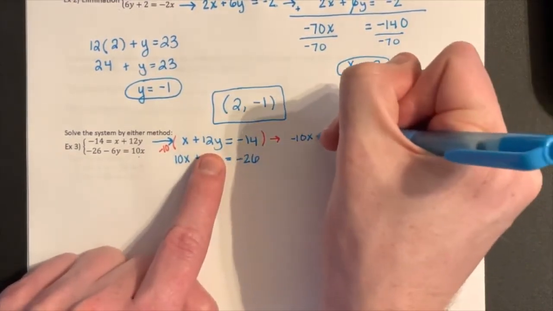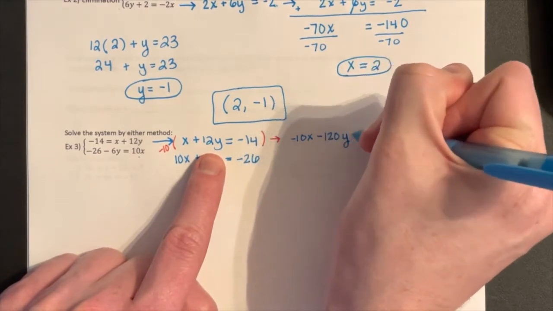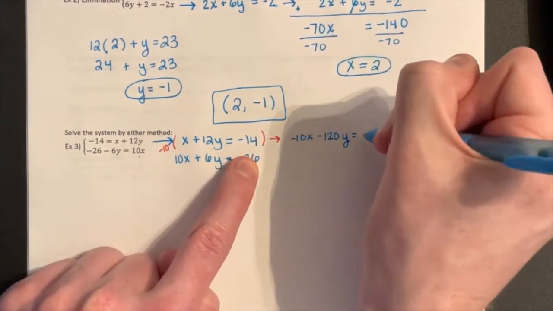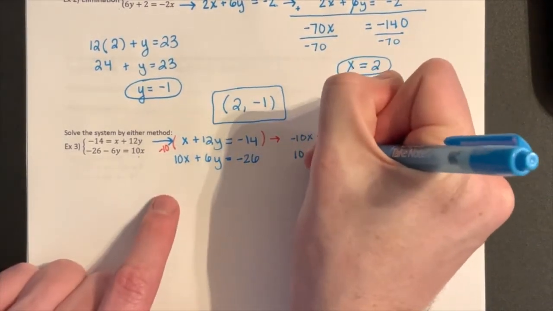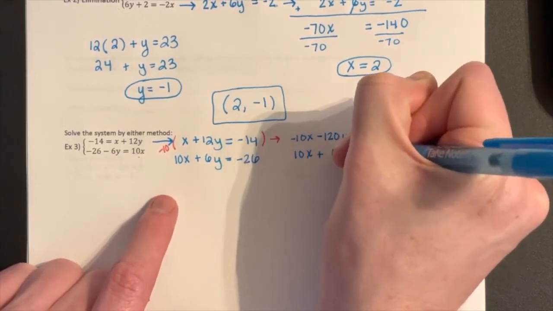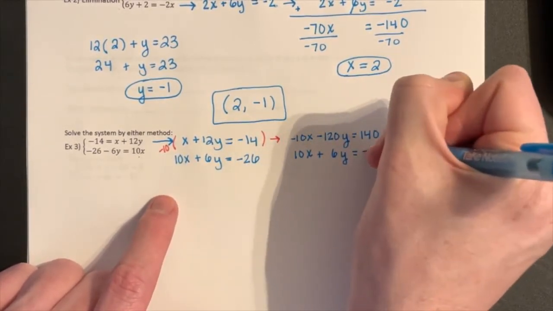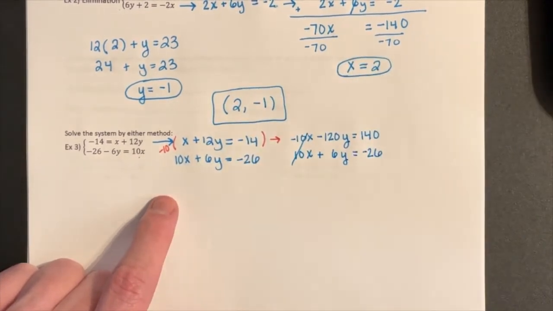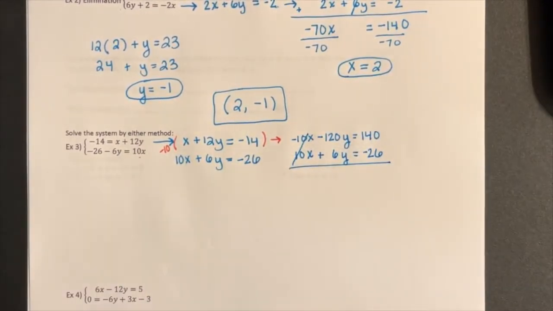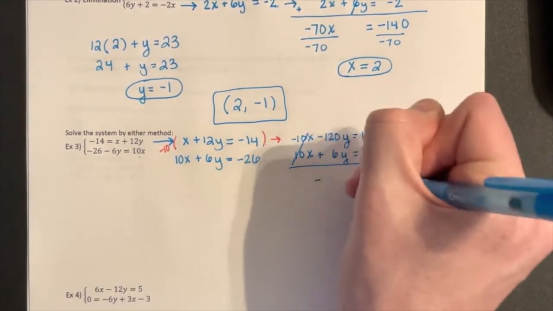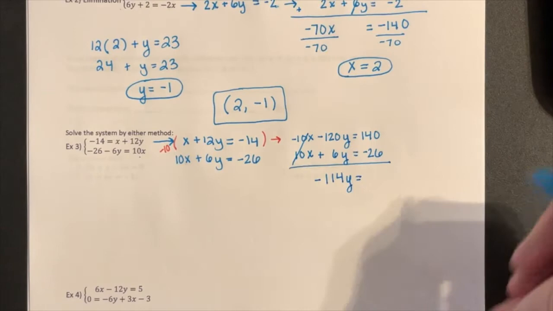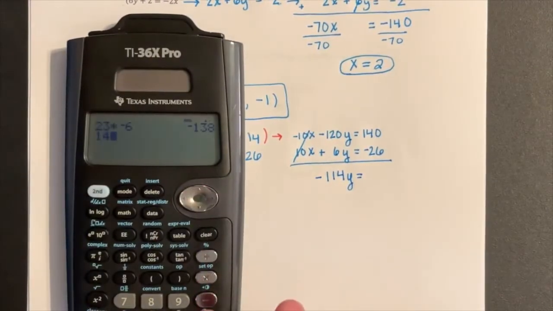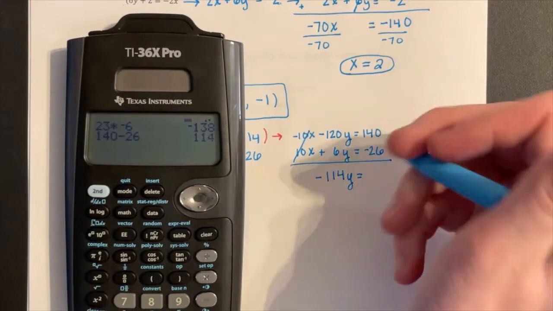Negative times 12 is negative 120y. And negative times a negative is now positive 140. But the second equation, I don't have to manipulate at all because I've already got something that's going to eliminate my x's. So now those are going to disappear when I add straight down. If I add these together, negative 120 plus 6 is going to be negative 114. And then 140 minus 26 gives us 114.